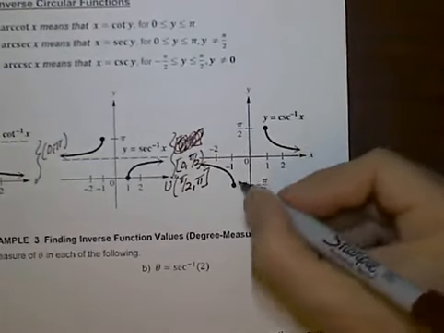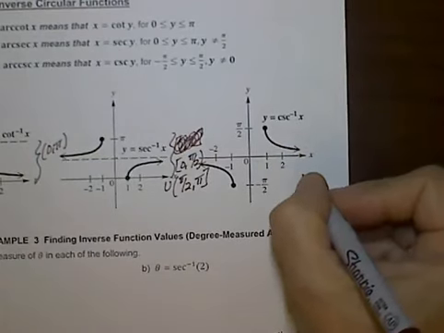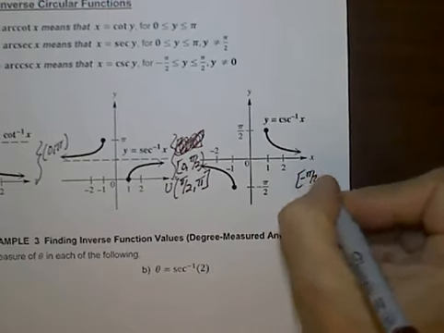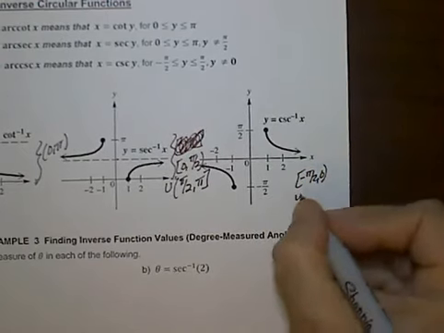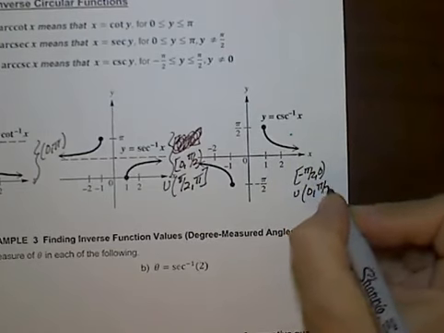And the same thing for this one. This is actually split into two pieces. So this part of it goes from negative pi over 2 up to 0, and then the part up here goes from 0 up to positive pi over 2.